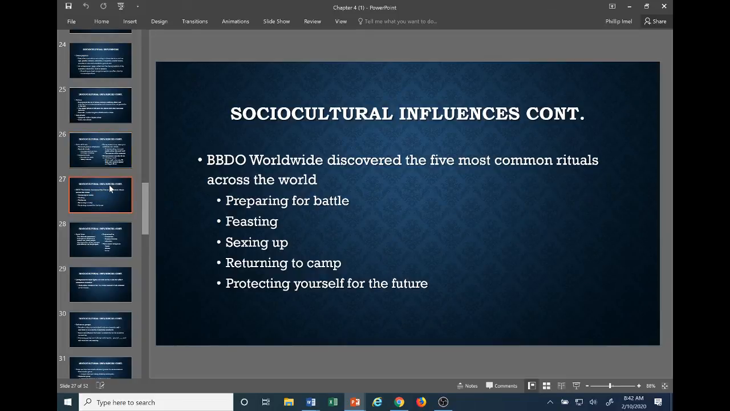BBDO Worldwide discovered the five most common rituals across the world. Preparing for battle. In this sense, it's not really preparing to go to war, like in Iraq or World War II. So what do you think preparing for battle would be? Now remember, these are the most common rituals across the world. It's just preparing for your regular day. They just call it preparing for battle, preparing for your day.